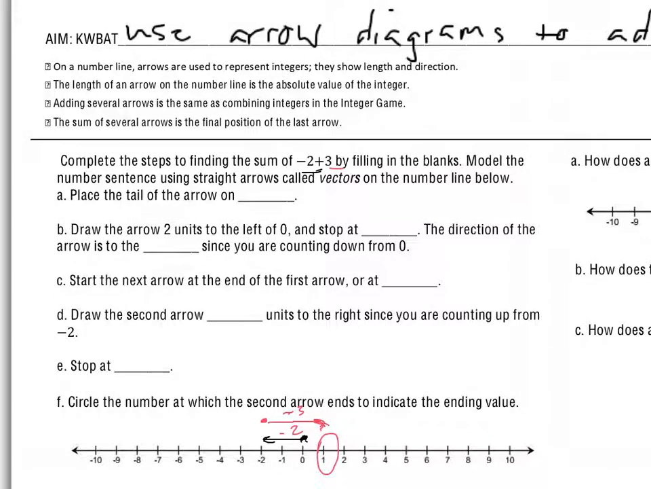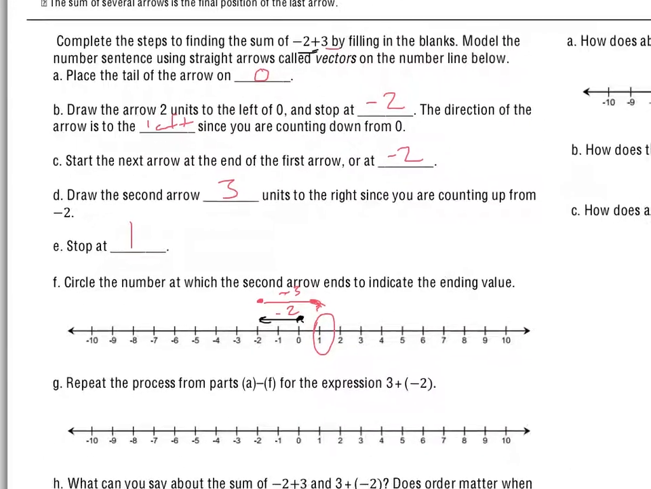Alright, so hopefully you filled in the blanks up here. We always start by placing the tail of the first number on the 0. We drew 2 units to the left, so we stopped at negative 2. And the direction of the arrow is to the left since we were counting down. We started the next arrow right where we had just left off, which was at negative 2. And we're going to draw that arrow, since it's a positive 3, 3 units to the right. And again, we're moving right because it's positive. And that stops us at 1. So that's our ending value.